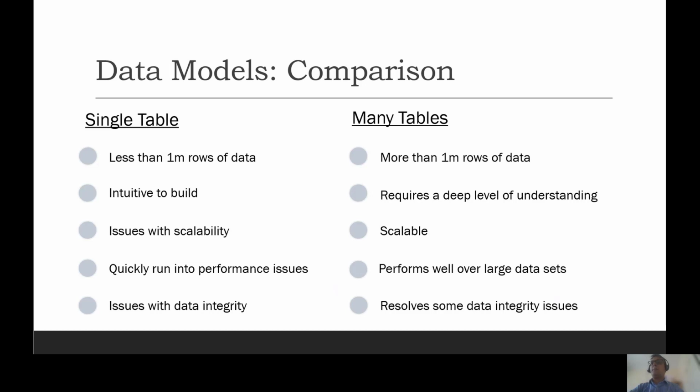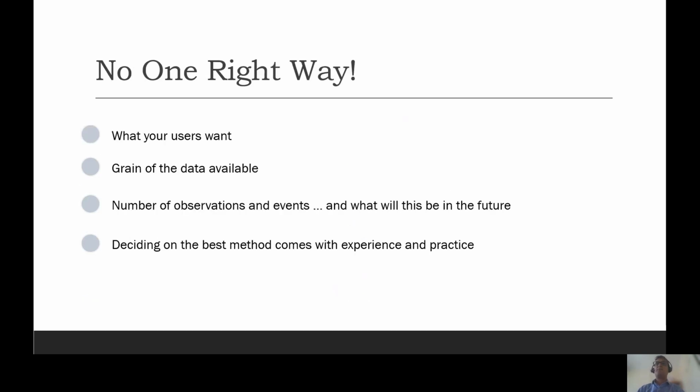Okay, one of the big benefits is to do with data integrity. So for example, in the single table model, if you've got Europe repeated multiple times in one column, and one of them has a lowercase e and the rest have an uppercase e, you'll end up with two different Europes in your data. And actually the many table approach does resolve some of these data integrity issues by the very nature of the way it works.